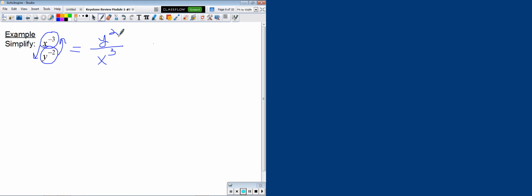And just note, because the variables are different, I can't do any canceling there. So the answer to this would just be y squared over x cubed. So that's just a basic example involved with negatives there.